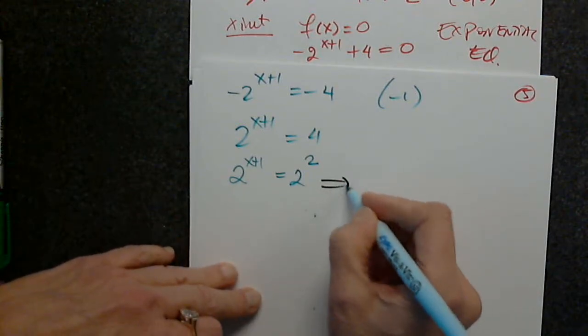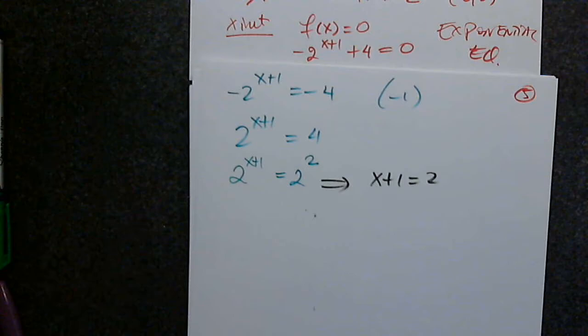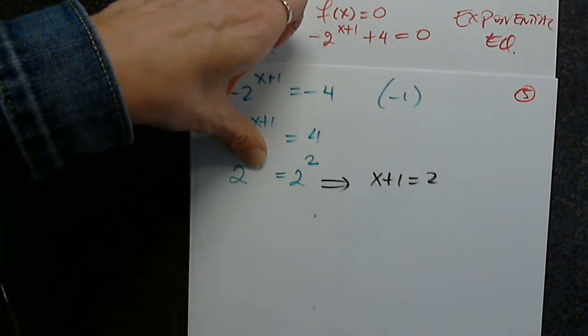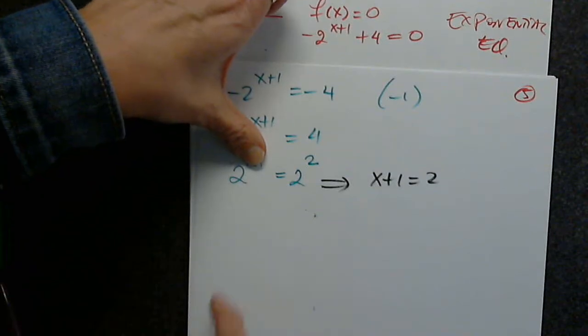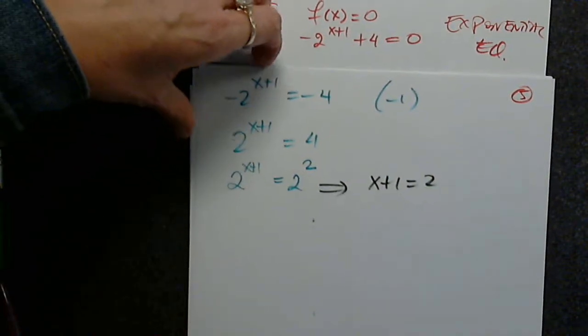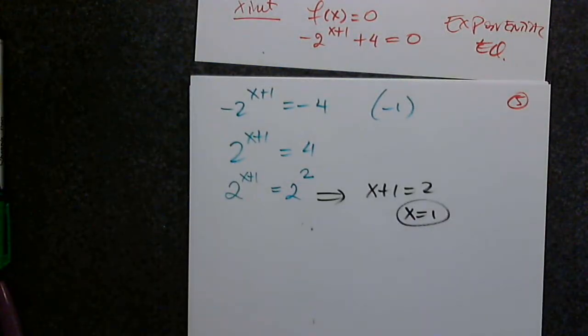So from here, it's guaranteed that x plus 1 must be 2. Otherwise, the left-hand side will not equal the right-hand side. If this is 15, 2 to the 15th power does not equal 2 squared. If this is 0, 2 to the 0 does not equal 2 squared. So from here, I know that x equals 1. All right. So (1, 0) is the ordered pair.